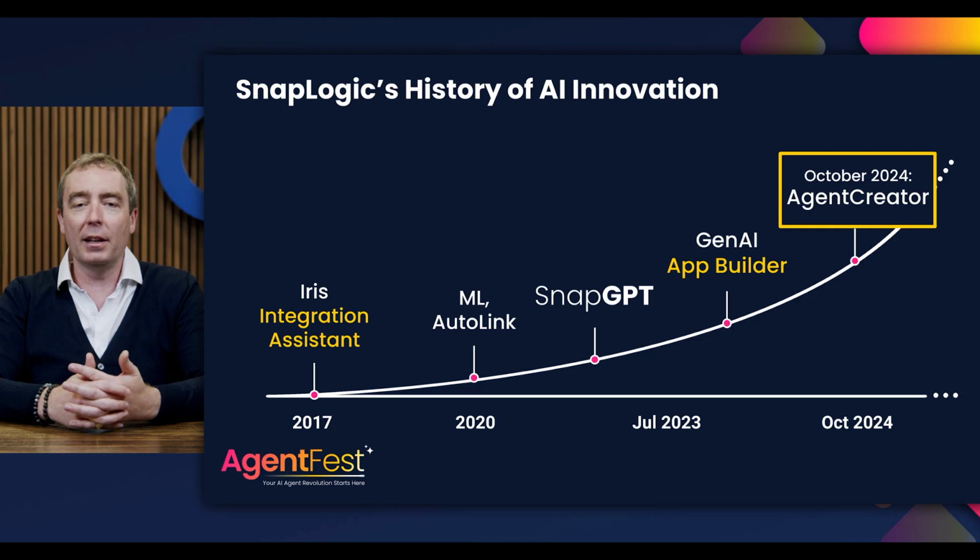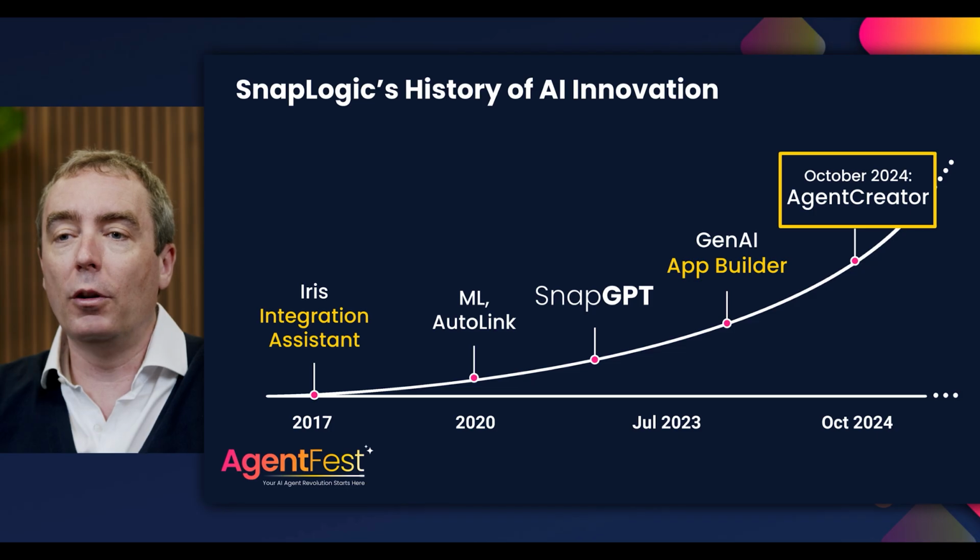Then we added machine learning-powered auto-link features to make it easier to join up two different data formats and align them. And then, of course, once ChatGPT arrived, we were quick off the mark with SnapGPT, which does exactly what it says on the tin. This is an AI copilot to help develop faster, again, inside SnapLogic's no-code graphical development environment.